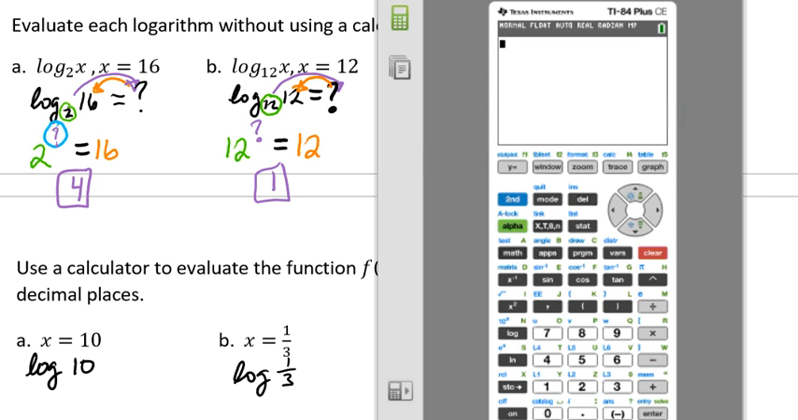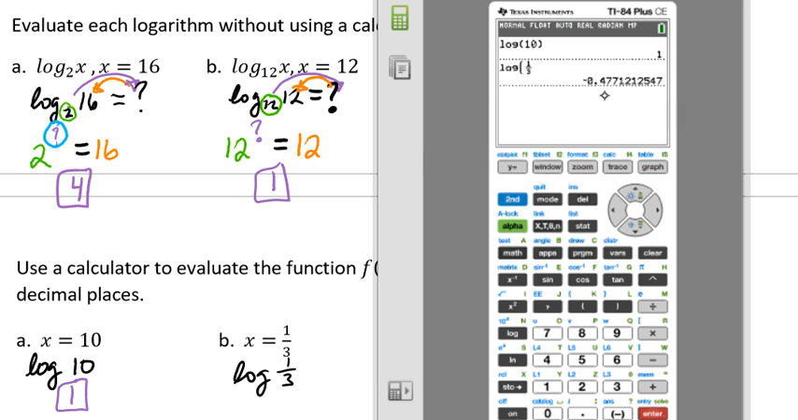We're going to use our log button that's right here. So we say the log of 10 and then hit enter. And the log of 10 is 1. So we don't really have anything to round there. Now we'll do our log of 1/3. So we put in our fraction of 1/3, and that's going to give us an answer of negative 0.47712. Remember, we're rounding to 3 decimal places, so negative 0.477. We'll write that down as our answer.